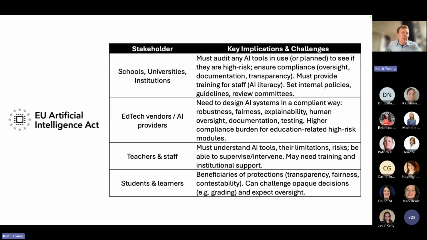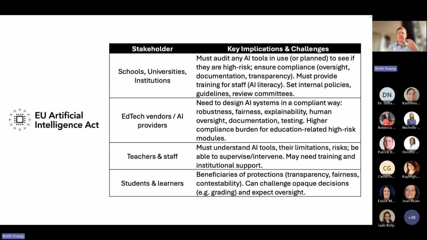So the EU Artificial Intelligence Act, I think most of the elements relevant to education came into force in August, or at least the requirements for the providers, the people who create the models. And it's going to have some implications for us in the education sector. So from schools, universities, and institutions, they must audit any AI tool use or planned use.